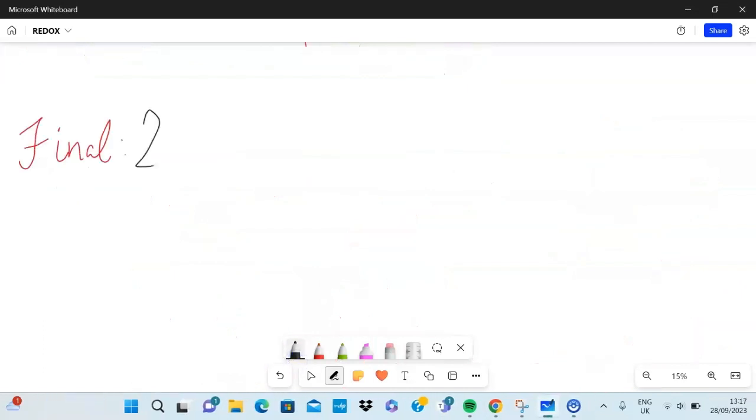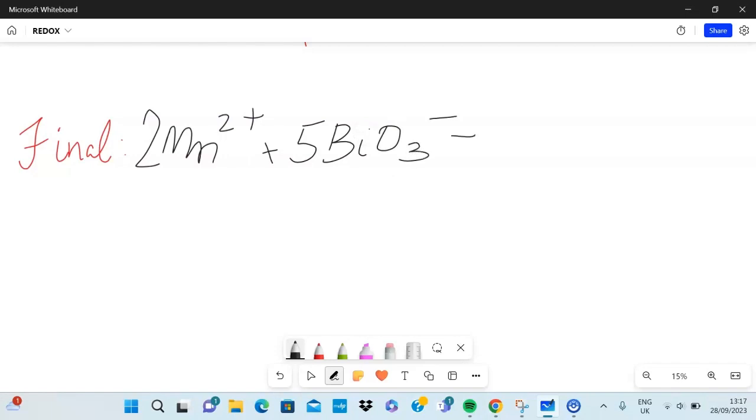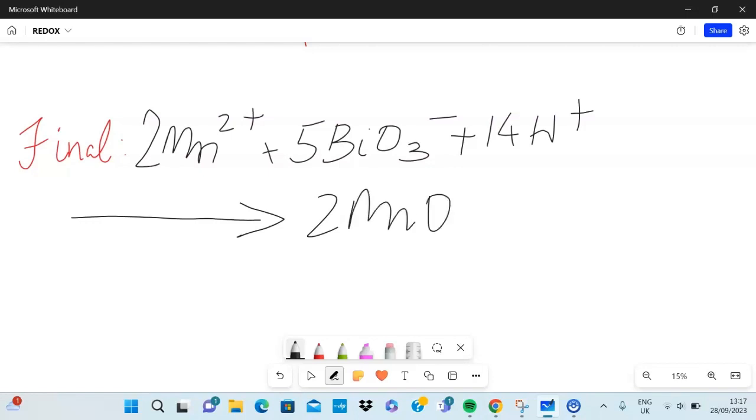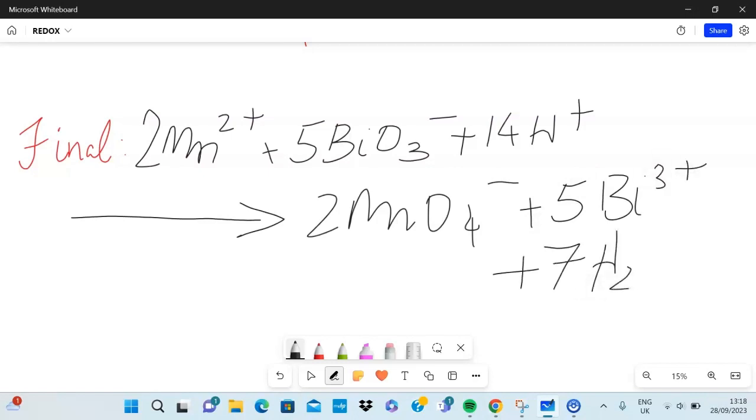Final answer, 2Mn2+ plus 5BiO3- plus 14H+ all became, I'm going to do this here instead of the right hand side, oh my gosh, 2MnO4- plus 5Bi3+ and finally 7H2O.